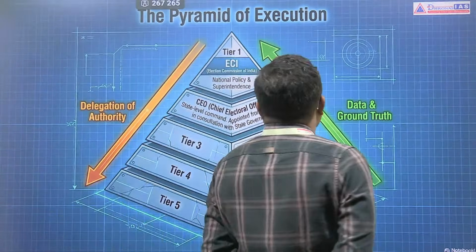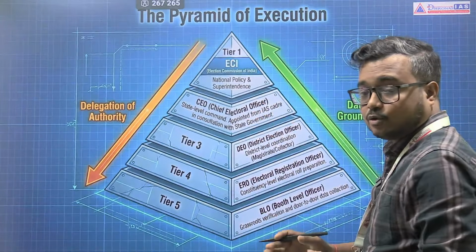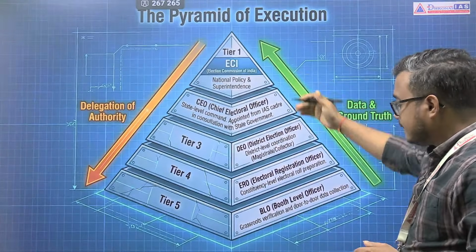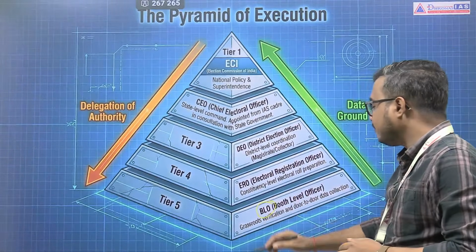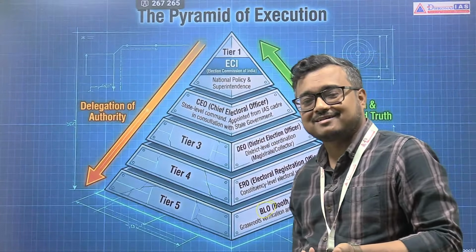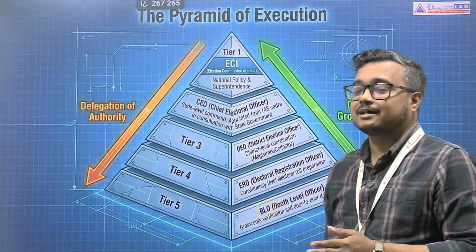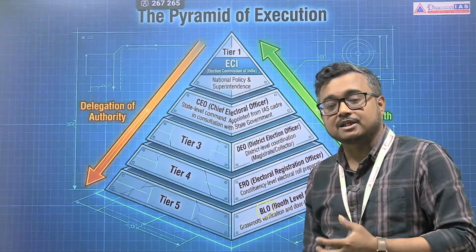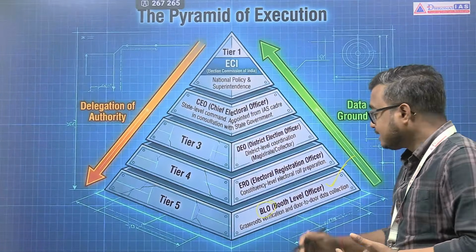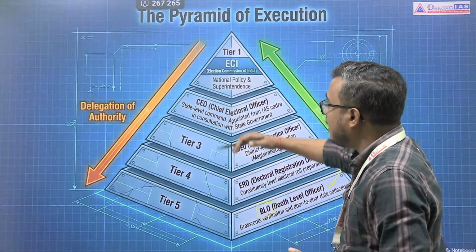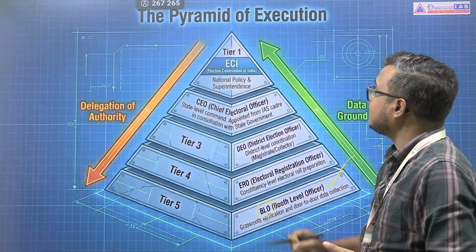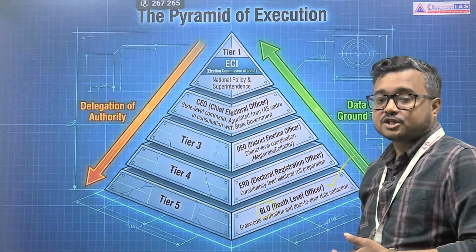Okay. Now, this is the pyramid of execution, and this is the administrative role at different tiers. At this particular part, the people of West Bengal now very well know what a BLO means, right? Because of this entire 4-month, 5-month long SIR process, we know what a BLO means, the booth level officer. And the more you go up the tier, the more centralized and the more powerful the position becomes.